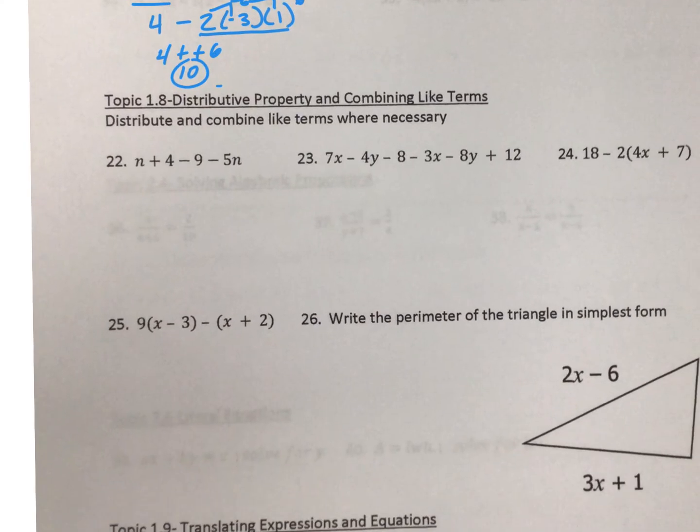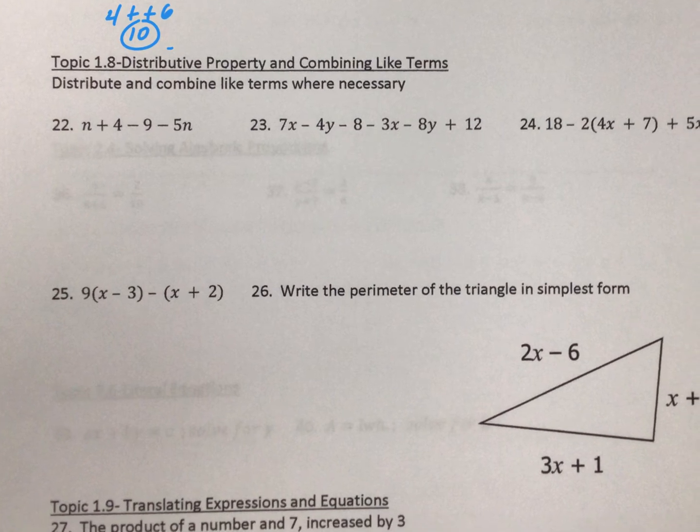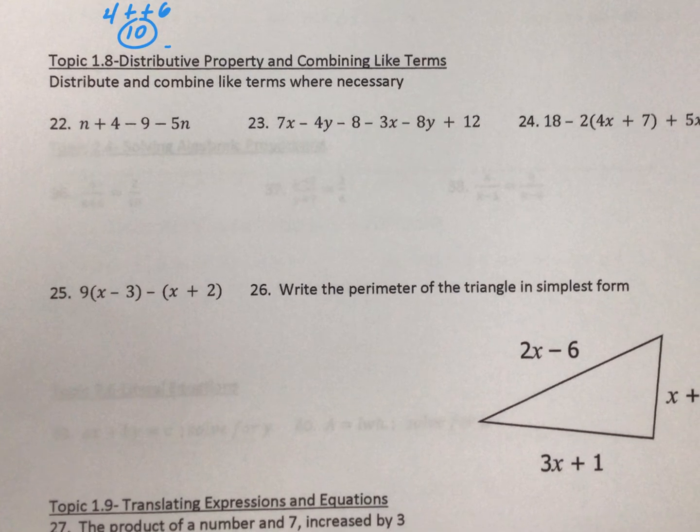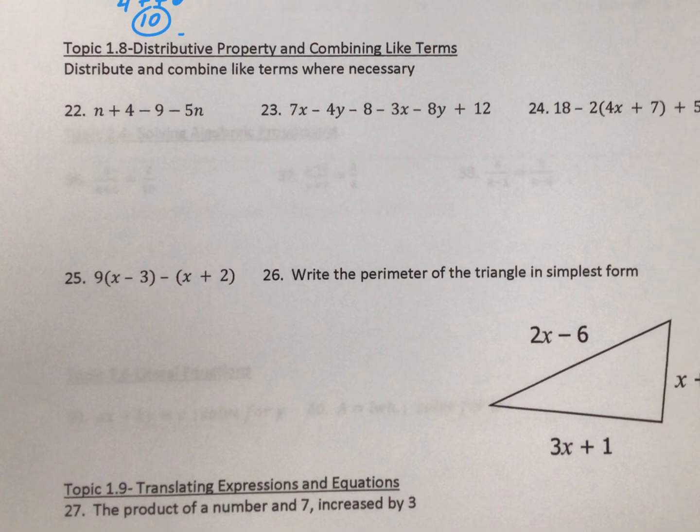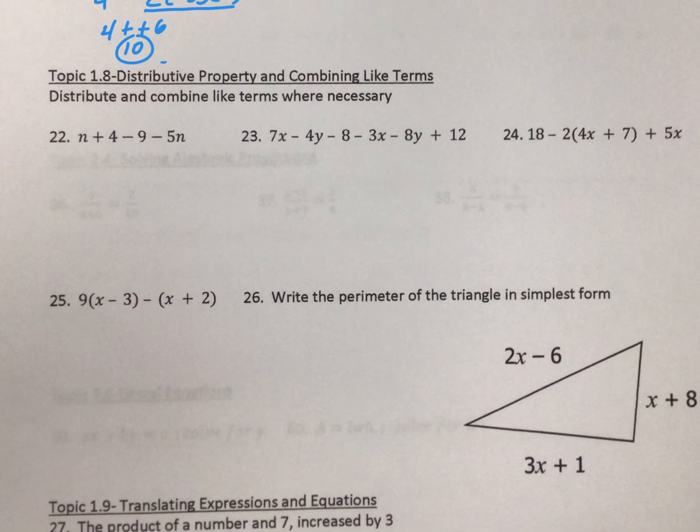Topic 1.8, distributive property, combining like terms. If you see parentheses, you're doing the distributive property. And you can only combine terms when they have the same variable with the same exponent. We cannot combine variable terms and constant terms, and that's important. Let's jump ahead to, I'll do 23 and I'll do 24.